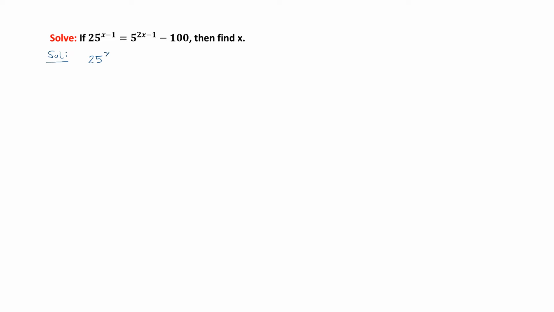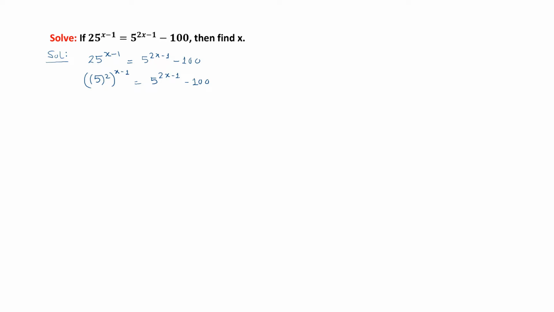25 to the power x minus 1 is equal to 5 to the power 2x minus 1 minus 100. So we can write 25 as 5 squared, to the power x minus 1 is equal to 5 to the power 2x minus 1 minus 100.